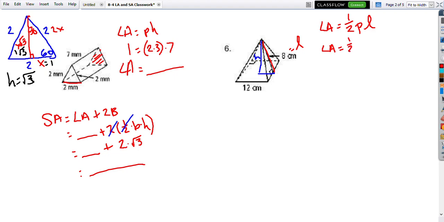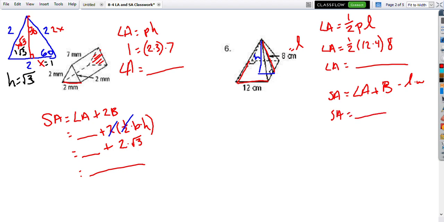So this is 1/2. Now the perimeter of the base is essentially a square, so it's going to have sides of 12, and there's 4 of them, times the slant height, which is 8. And then you're going to calculate that out here. The surface area, remember, is the lateral area plus the area of the base, and that base is a square, so this formula is really just length times width. So the surface area is that number we got there, plus 12 times 12.